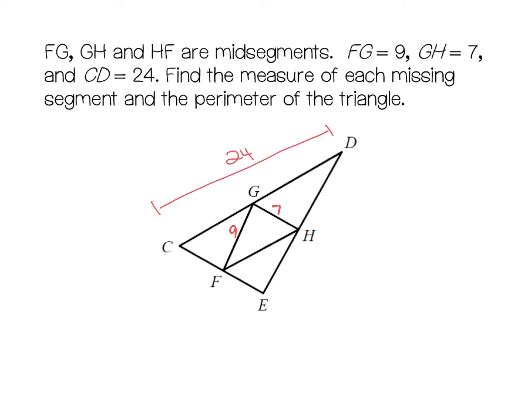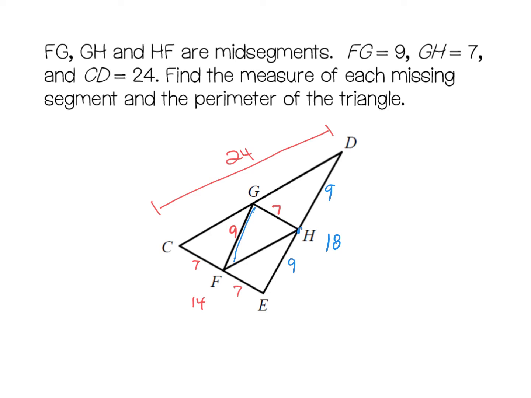All right, so let's start with our midsegment FG. So if FG is 9, that means the third side, the side that's parallel, right here, has to be twice that. So it's got to be 18. So this has to be 18, which really means this part's 9 and this part's 9. Because remember, H is a midpoint. Okay, so if we look at GH is 7, that means that CE, that's the third side, would have to be 14, or each of its parts has to be 7 and 7.